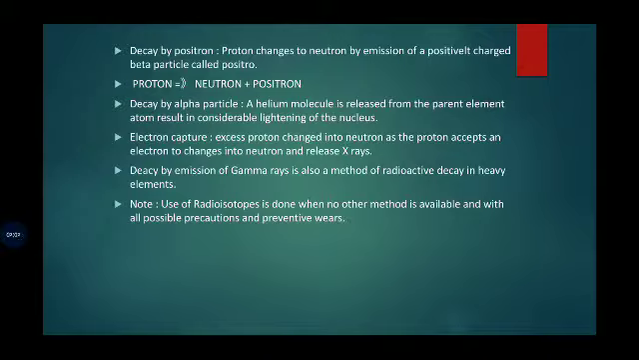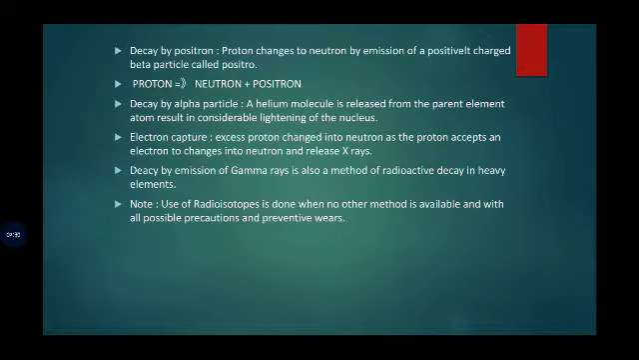The next is decay by the alpha particle. The alpha particle released here is helium, which has an atomic mass of 4 and an atomic number of 2. This kind of decay is generally seen in elements which have very heavy nuclei, and this results in a very considerable loss of atomic mass of that heavy element.